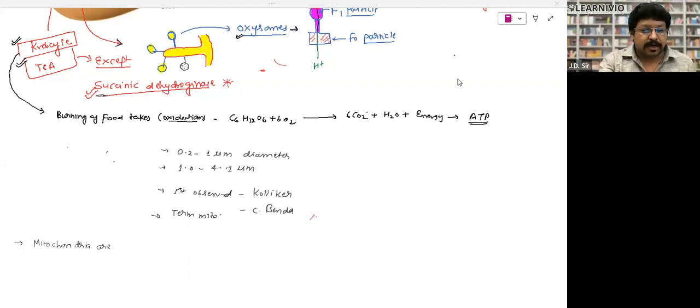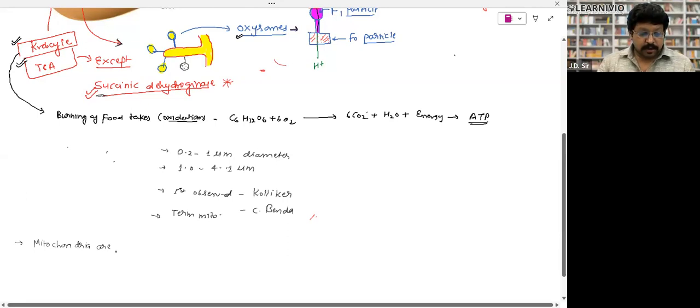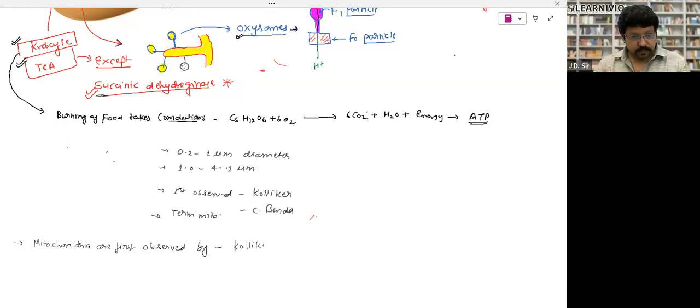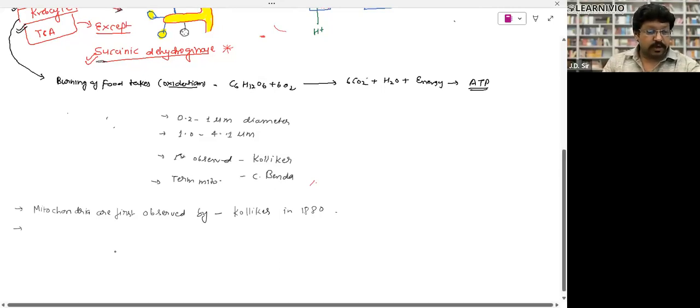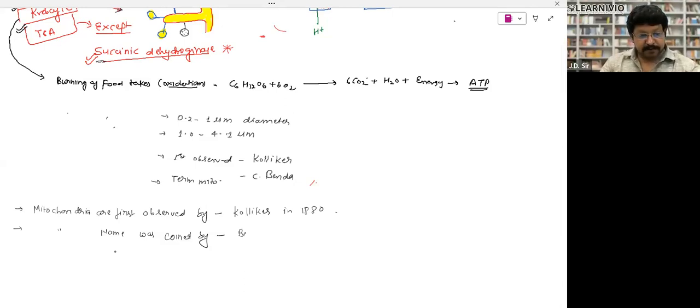Okay, so start writing now about the mitochondria. So I was telling that mitochondria are first observed by Kolliker. C. Kolliker. His name was Kolliker, right? Kolliker in 1880. So Kolliker observed. Who gave the name mitochondria? The name was coined by C. Venda. So C. Venda was the person. Venda gave the name of mitochondria in 1897.